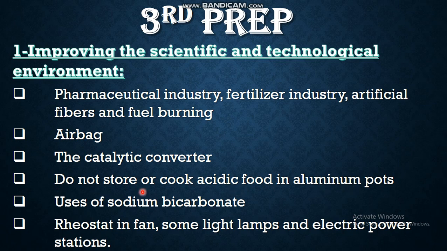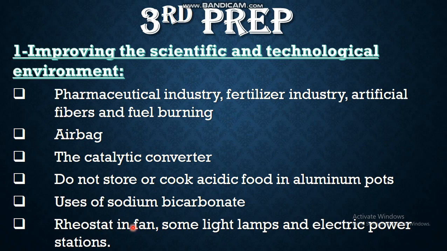Don't store acidic substances or acidic food in aluminum pots. Why? Because aluminum replaces the hydrogen of the acid, and this causes erosion of the aluminum pots, as we studied before. Uses of sodium bicarbonate. This is at the end of Unit 1, Lesson 2. All the uses of sodium bicarbonate are important, and we can write them in our research.